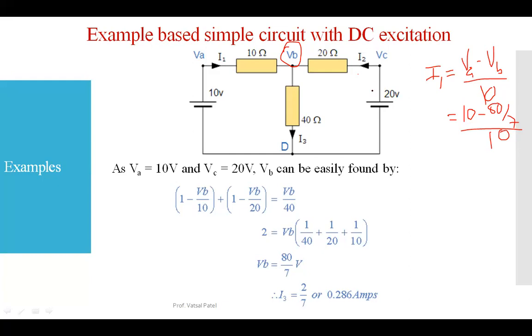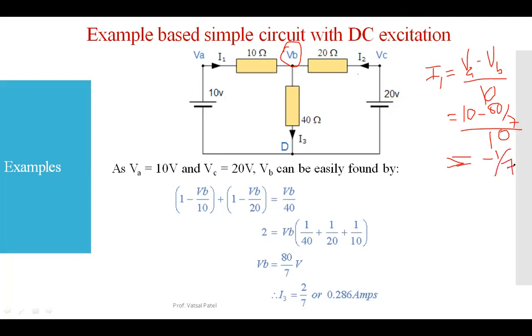Yes, I'm getting the answer. That is equal to minus 1 by 7. You can just cross check all others. Yes, so it is minus 1 by 7. So I1 that we are getting here is equal to minus 1 by 7.